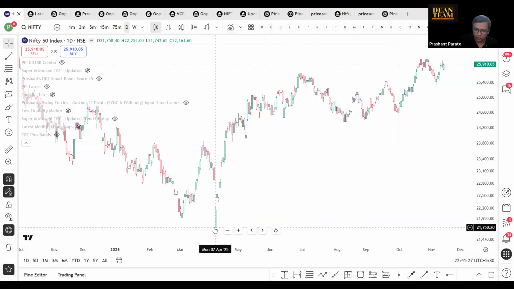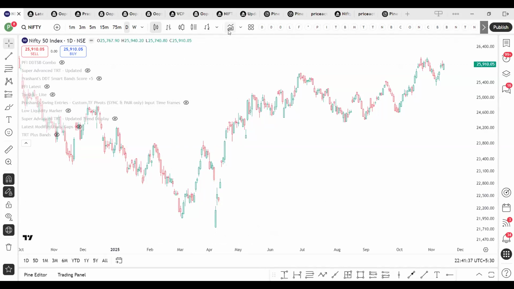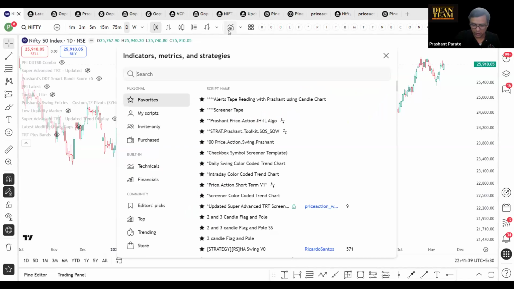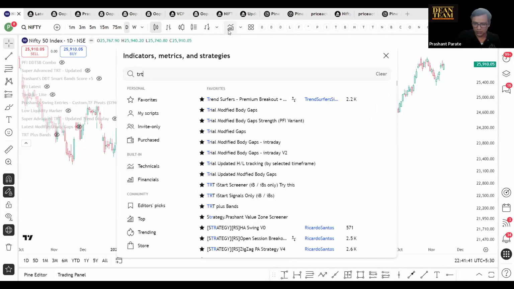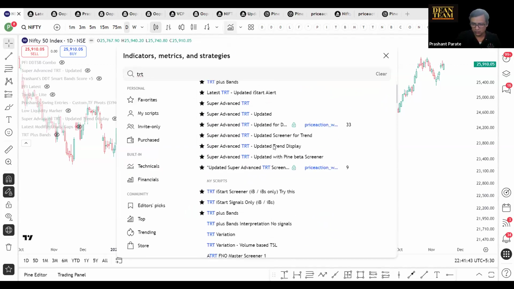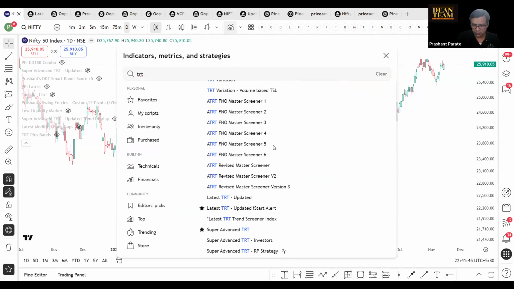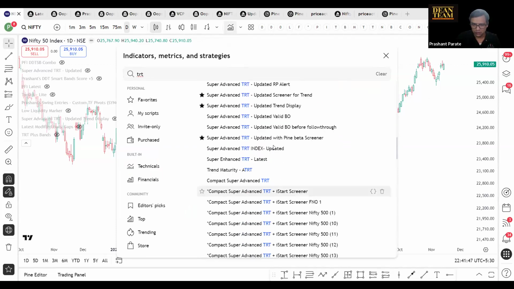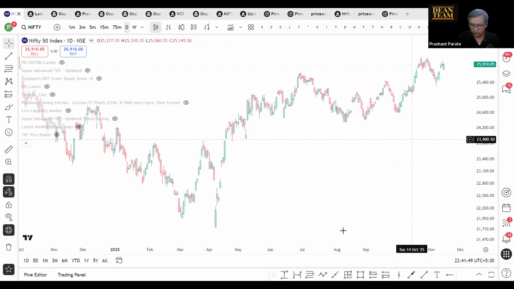See, even if you buy here, do you know how much the stop loss is? Do you know how much quantity you will buy? No, if the zone is marked, then I know the stop loss. Just a minute. Let me get that TRT, best TRT. I have just made that. I will show it to you.